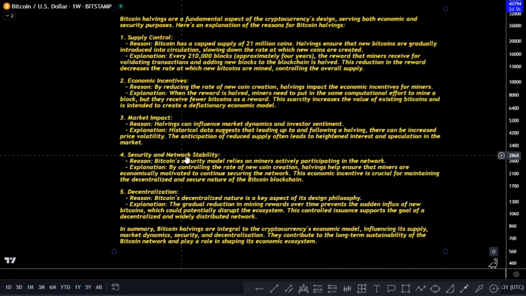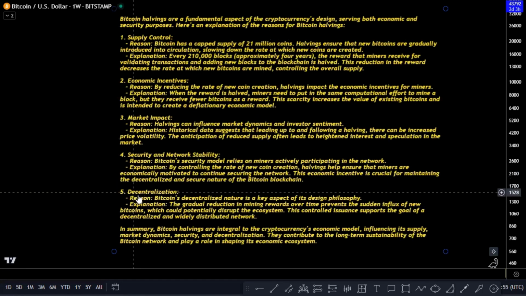Number four, security and stability. Bitcoin's security model relies on miners actively participating in the network. By controlling the rate of new coin creation, halvings help ensure that miners are economically motivated to continue securing the network. This economic incentive is crucial for maintaining the decentralized and secure nature of the Bitcoin blockchain.